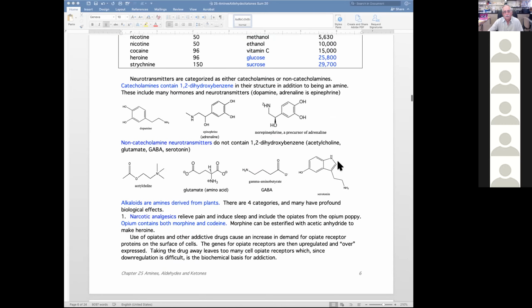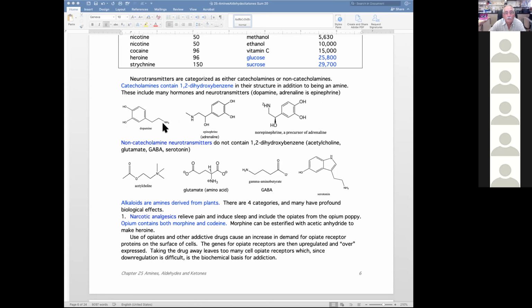Neurotransmitters are categorized as either catecholamines or non-catecholamines. Catecholamines contain 1,2-dihydroxybenzene in the structure. Here's 1,2-dihydroxybenzene. This is the natural agonist dopamine. Here's another catecholamine, the natural agonist adrenaline. And here's the precursor to adrenaline. All of these are catecholamines.